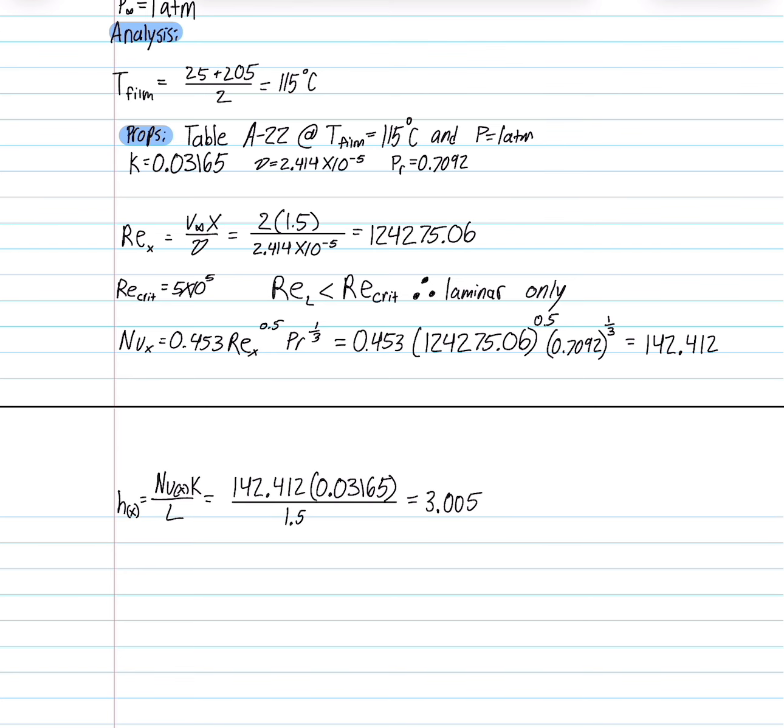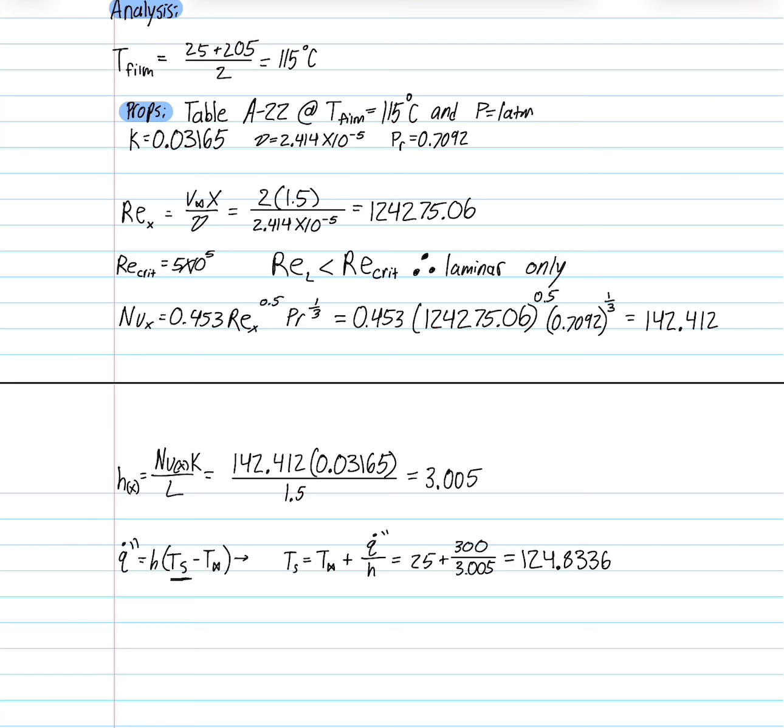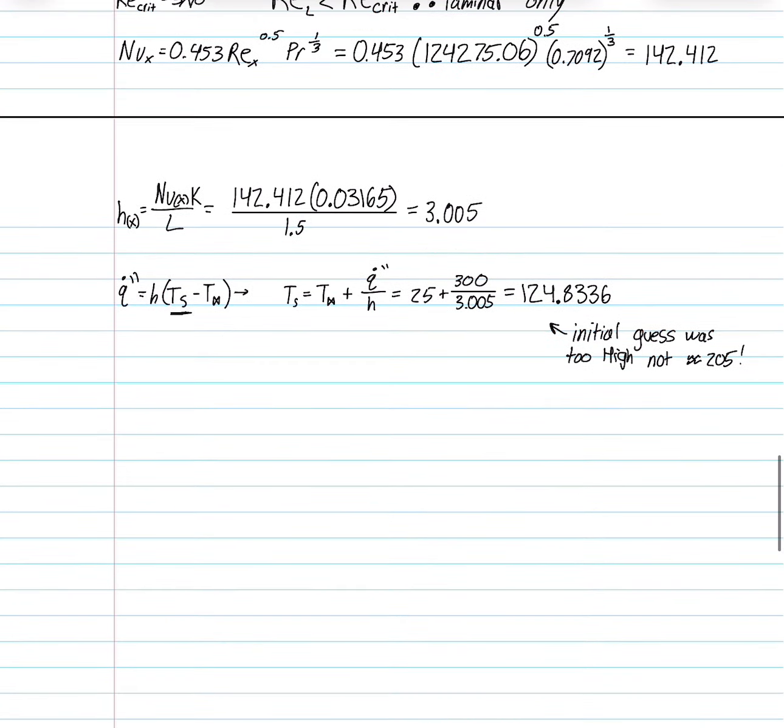142.4 for the Nusselt number at the edge of the plate. Then we find the heat transfer coefficient at the edge of the plate using the length that is parallel to the flow, which is 1.5. Then we use Newton's law of cooling, plugging in that h value that we just got, and we use the value of the heat flux that they gave us to check our surface temperature. And we see that the surface temperature, when we resolve for it, is way lower than what we guessed. So our initial guess was way too high. 124 is not approximately equal to 105, which was our initial guess.